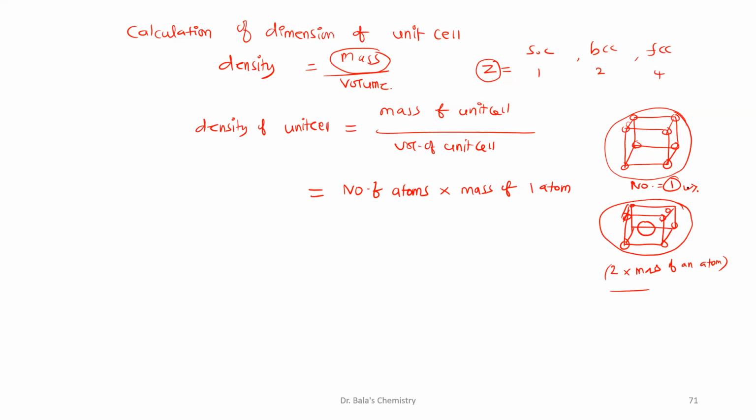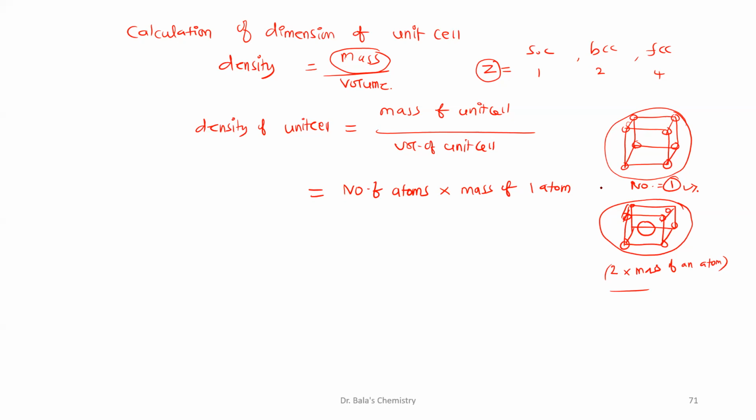Yes, sir. I have a doubt. Suppose it's an ionic compound, how should we calculate? There will be two different masses, right, sir? Like NaCl, we'll have a different mass for Na and Cl. Then how do we calculate density?